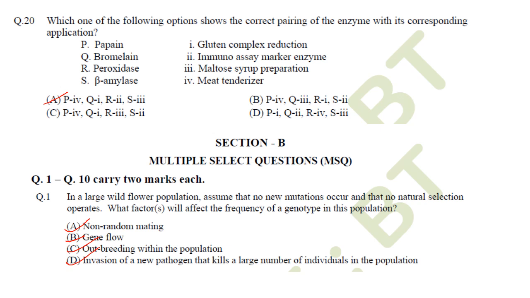Then next one. Which one of the following options shows the correct pairing of the enzyme with its corresponding application? Papain, meat tenderizer, P4. Bromelain, gluten complex reduction. So bromelain is a mixture of proteolytic enzymes found in pineapple and it breaks down glutens by reducing its complexity and making it less likely to trigger an immune response in individuals with gluten related disorders. Then peroxidase is for immune assay marker enzyme and beta amylase is for maltose syrup preparation. So the answer here is option A, P4, Q1, R2, S3.